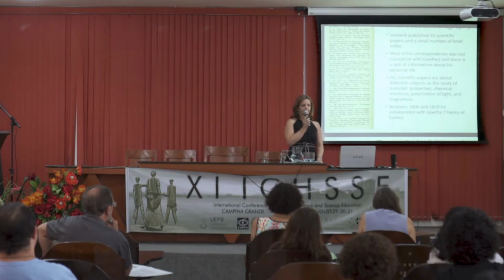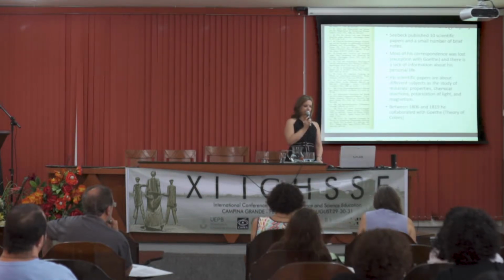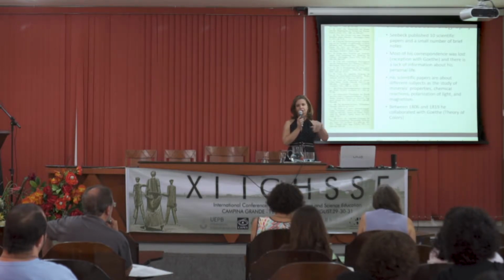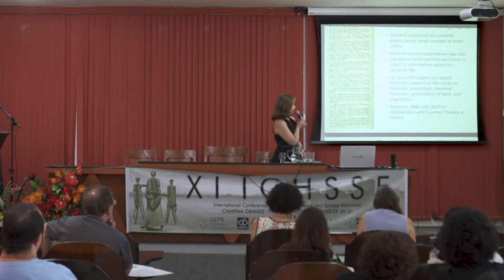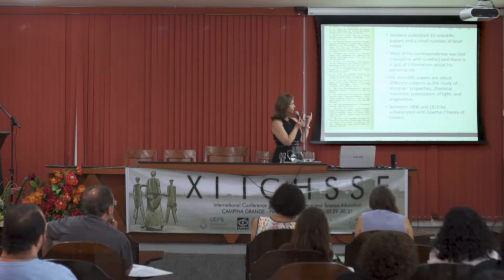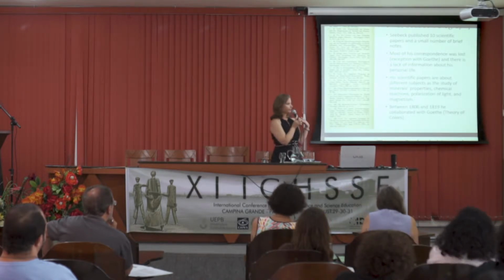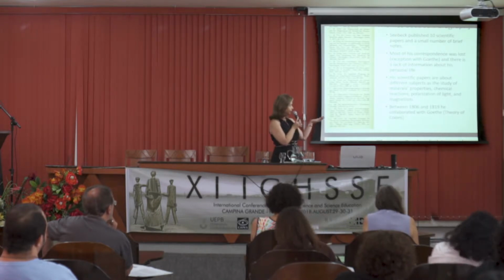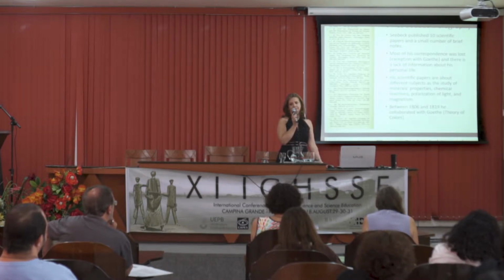You can find many articles from his son. I don't remember, I think it's August, about acoustics. And his other son worked with the pedagogical reform in Germany. His scientific papers are about different subjects, like the study of mineral properties, chemical reactions, polarization of light, and magnetism. And between 1806 and 1819, he collaborated with Goethe about the theory of colors.